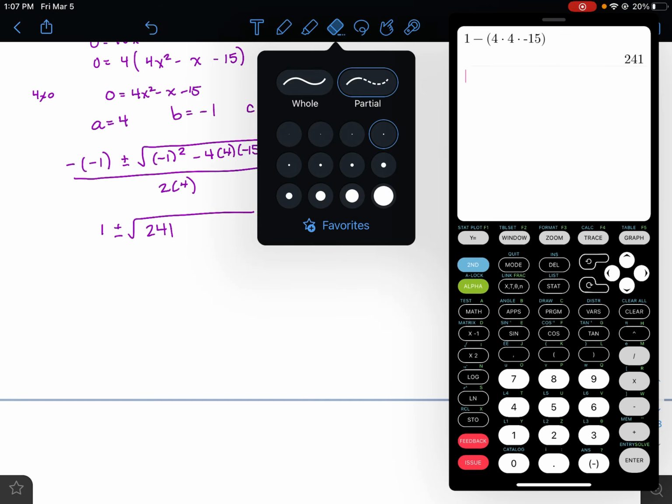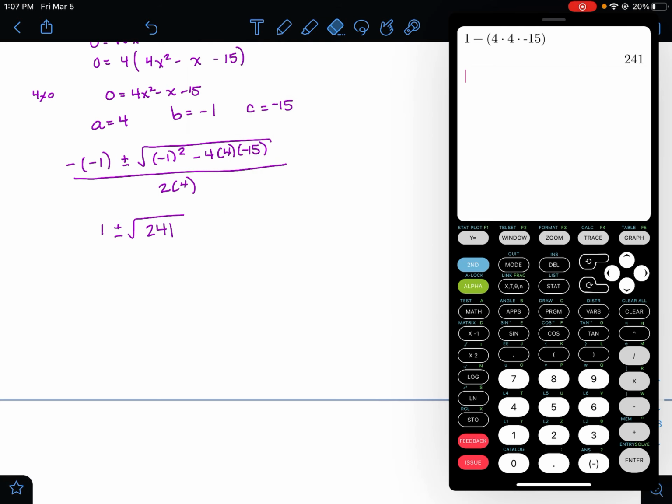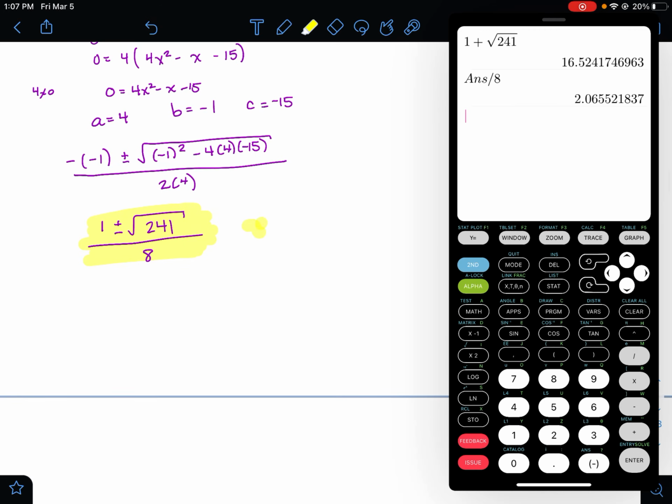Guess I don't need this to be too long. There we go. All over 8. So we could leave our answer like that if we wanted to, because it's going to be decimals. We could simplify or see if we can simplify the square root of 241, but I'm going to go ahead and also find this decimal answer, or both decimal answers. So I'm going to do 1 plus the square root of 241, and then divide that by 8. So we get, x is equal to approximately 2.0655. We'll do 4 decimal places.